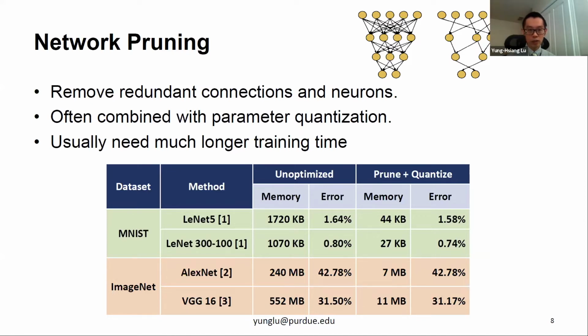This table shows some examples of neural network pruning and quantization methods. Here we consider two data sets, MNIST and ImageNet. As you can see, the amount of memory can be reduced quite dramatically, but at the same time, the error rate is almost unchanged, so that's very good.